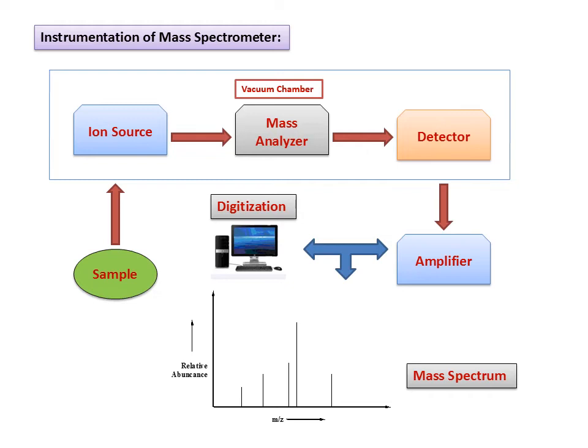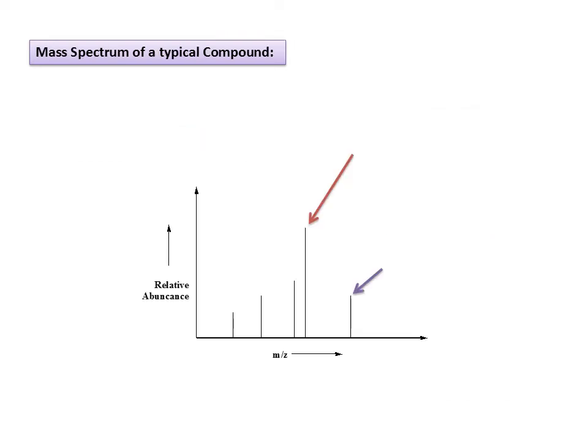This mass spectrum is plotted as relative abundance against the m/z values, that is, of the molecular ion and the fragment ions of the molecule. The mass spectrum of a typical compound can be shown in the following graphical representation. Here the relative abundance, in percentage, is plotted against the m/z values of the fragment ions which are formed during the ionization of the parent molecule.